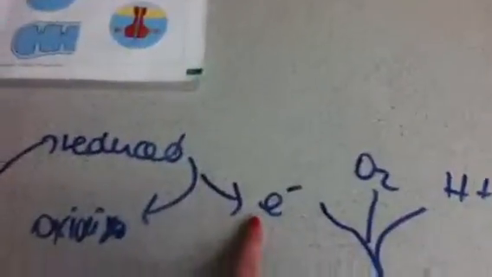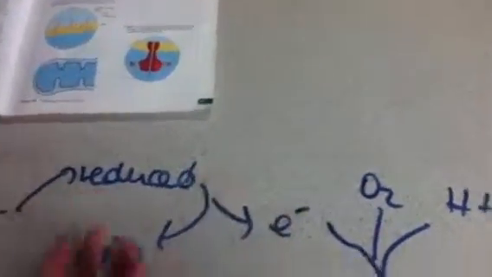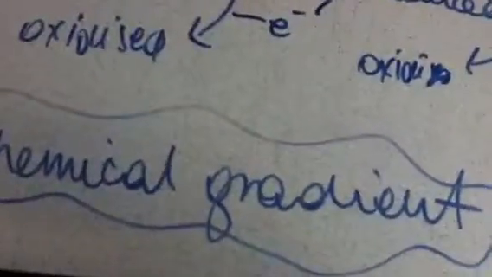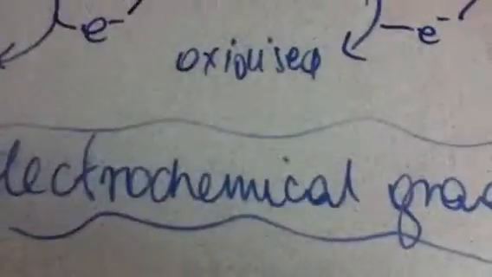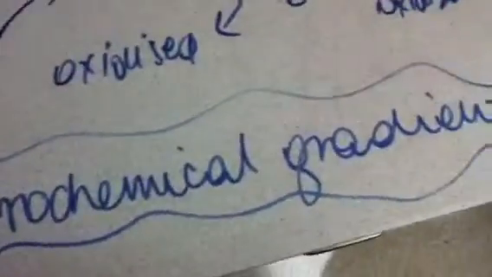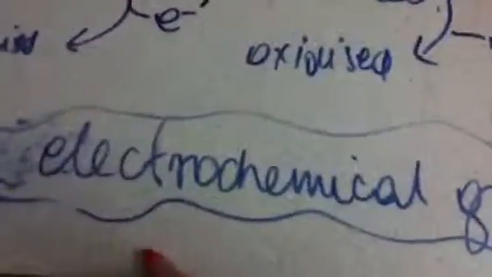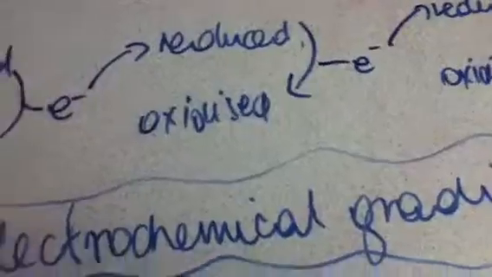And when we end up with electron, the electron combines with oxygen and hydrogen to make water. And sometimes in mitochondria there is more hydrogen on one side than the other. Hydrogen ions, which makes up an electrochemical gradient.